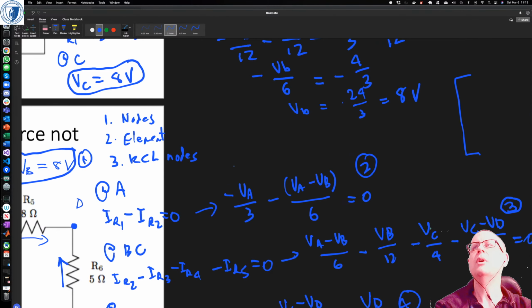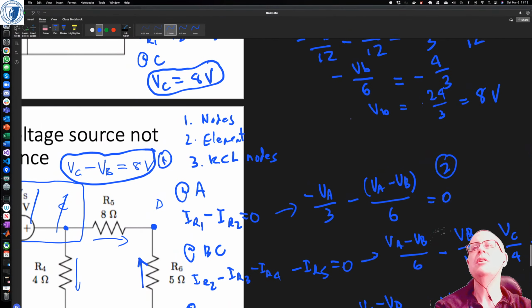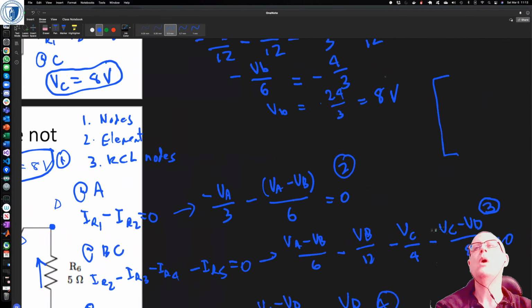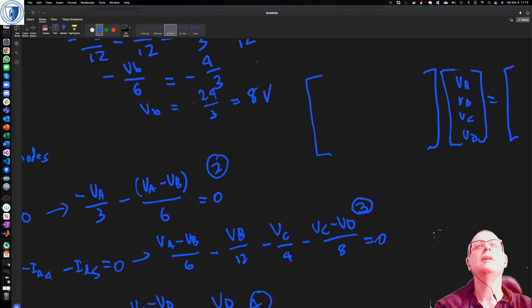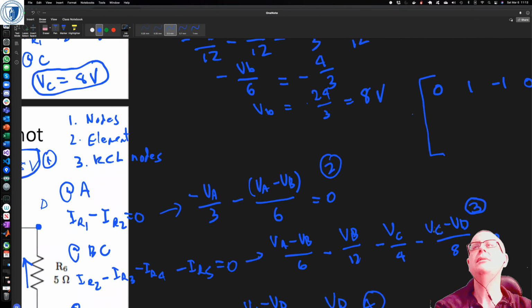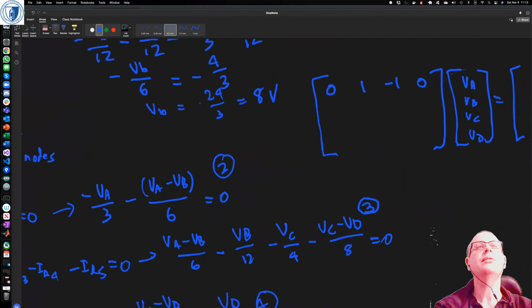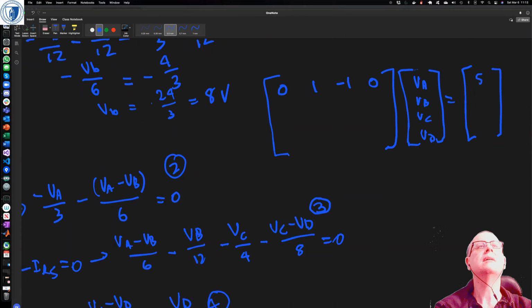Right, our first one, VC minus VB, and the coefficients are 1 and minus 1. So we have 0 VAs, 1 VB, minus 1 VC, and 0 VDs, and then the constant is 8.